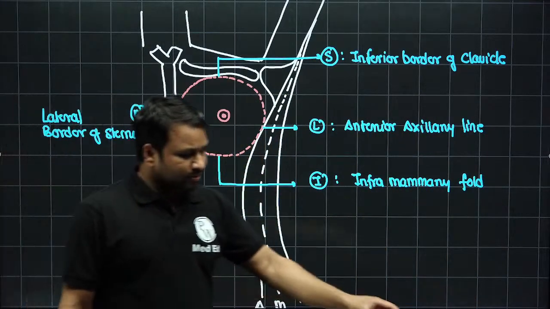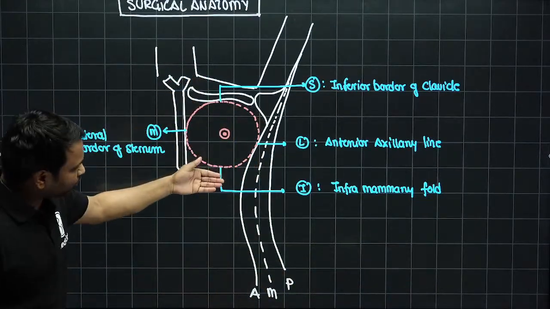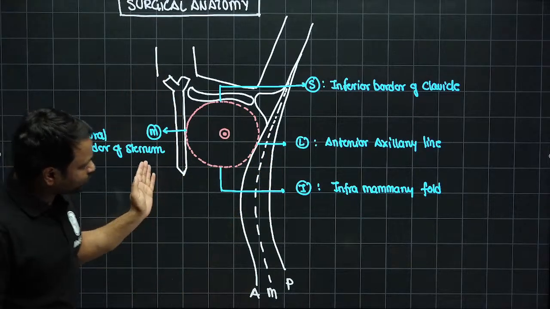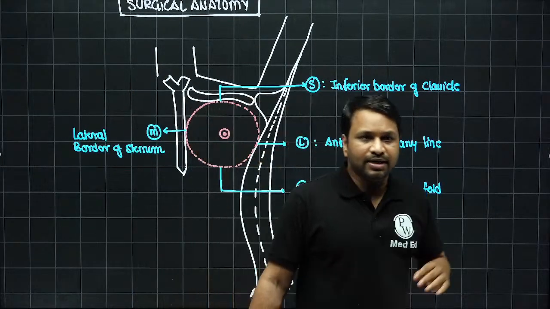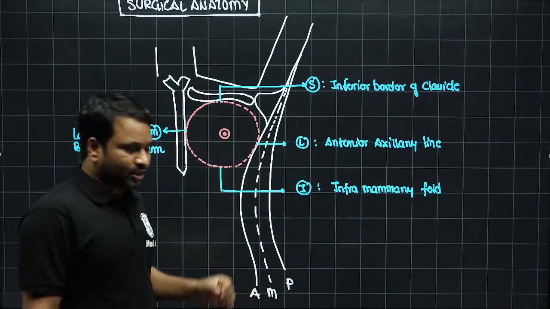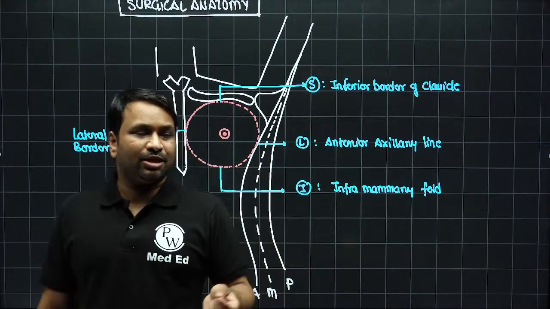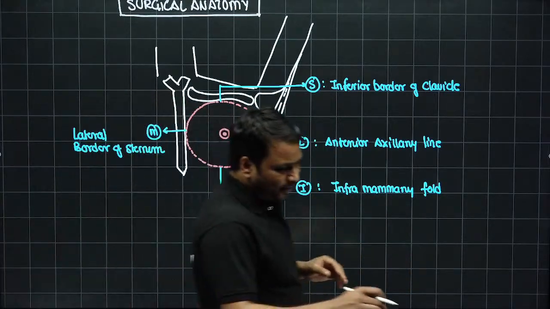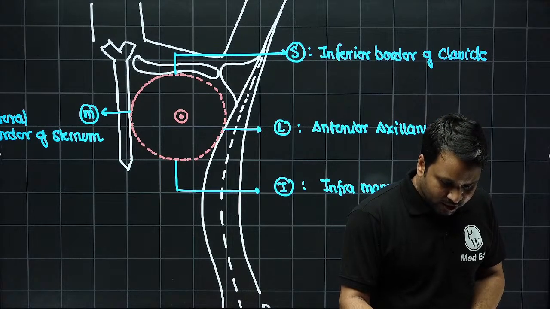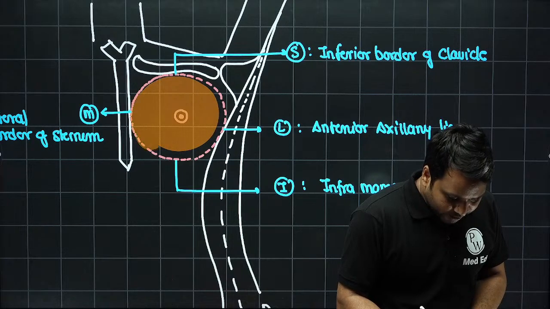So clinically, when you look at the breast, the craniocaudal extension is going to be from the inferior border of the clavicle to the inframammary fold. The mediolateral extension is going to be from the lateral border of the sternum to the anterior axillary line. Now, why this is important is whenever you're doing a breast surgery, let's say an MRM, that is a modified radical mastectomy, or a simple mastectomy, I have to remove the entire breast tissue. So this entire breast tissue comprises this area. This is the area that I have to go and remove.